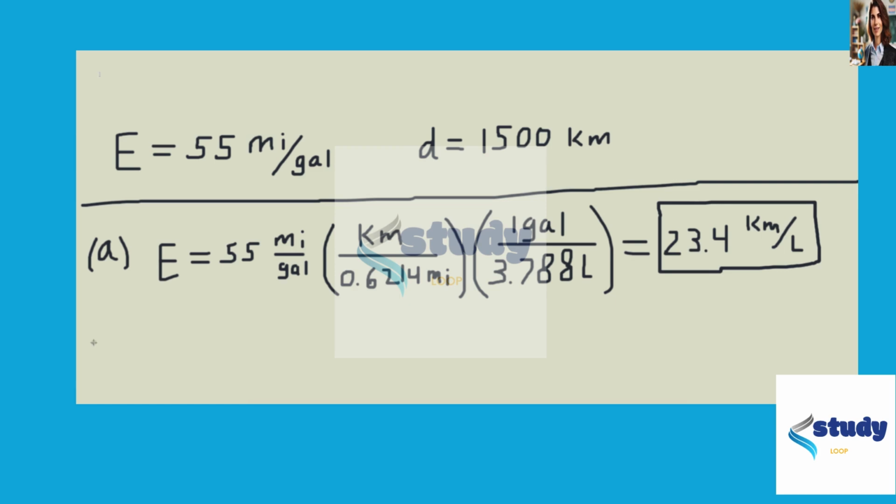Part B wants us to figure out how many gas tanks we'll need to go through in order to travel 1,500 kilometers if we're getting a fuel efficiency of 23.4 kilometers per liter. The volume of gas we're going to go through in 1,500 kilometers is equal to the distance we're going to travel divided by the efficiency of the vehicle. Plugging in those values, we find the volume that we're going to need is 64.1 liters. Okay, so that's our volume.